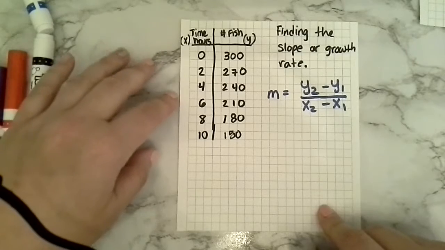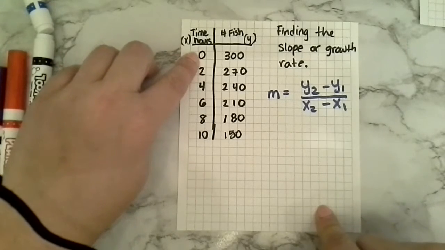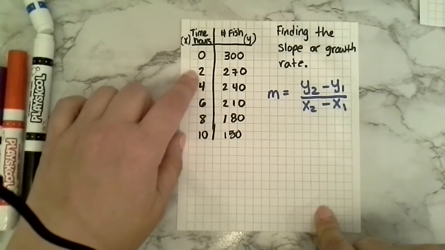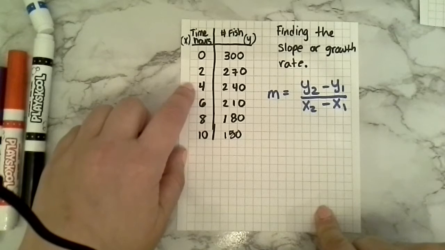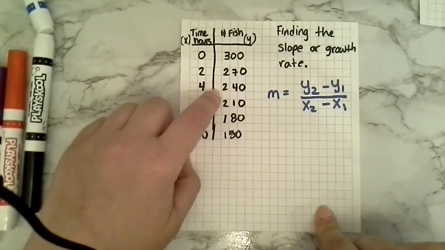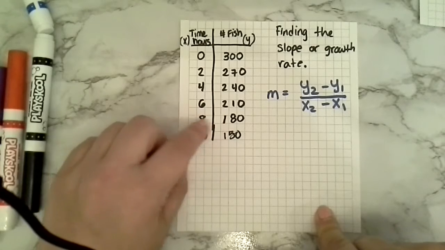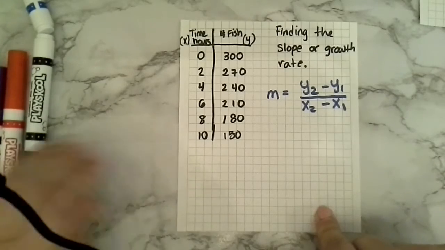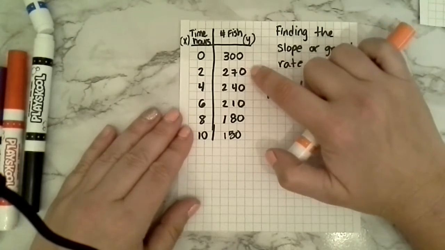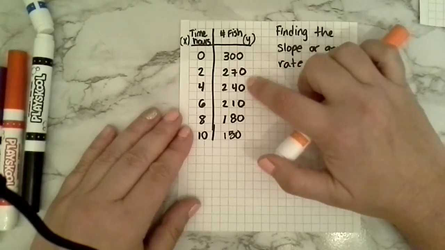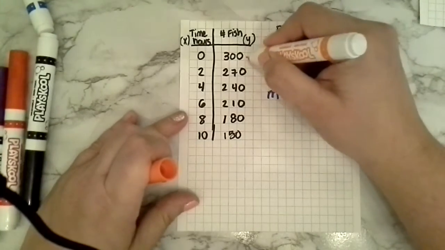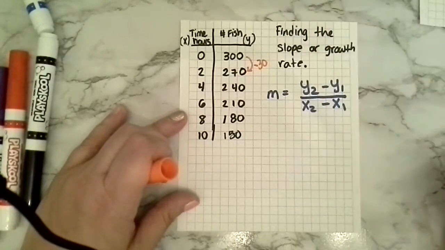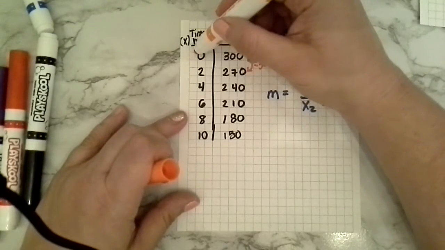So what this table is really telling you is that at the very beginning, at 0 hours, you started off with 300 fish. After 2 hours, you ended up with 270. After 4 hours, now you have 240. And after 6, 210. After 8, 180. And after 10, 150. Now, we were looking at the growth rate, so I could tell you that it's decreasing. And if you look at this, it's going to be decreasing by 30. Okay? While it's increasing by 2.